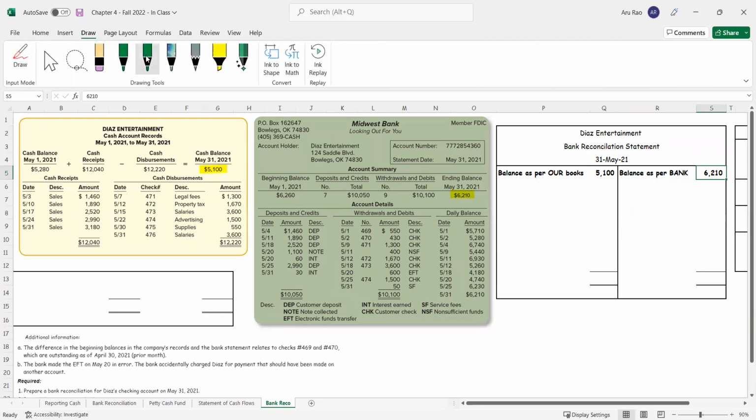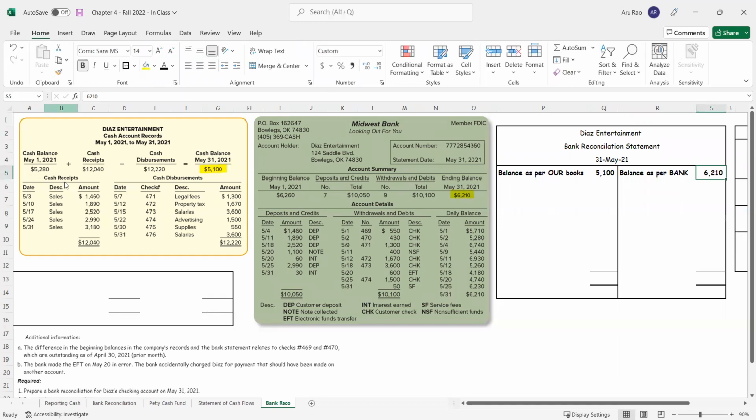Once again, I'm going to use my pen over here. An item that appears in my cash account and the same item in the bank account, I'm going to strike those off because I do not need to worry about it. So 1460, a sale that was deposited, so I'm taking that out. I don't need to worry about it anymore. The next item is a sale for 1890, and that shows up over here, so I take that out. Again, the third sale, 2520, I see that 2520 over here.